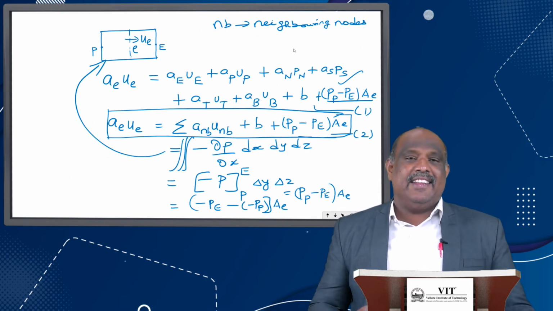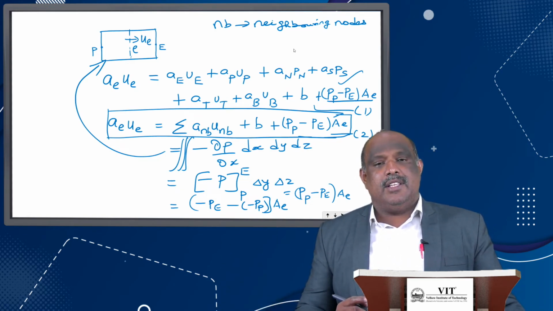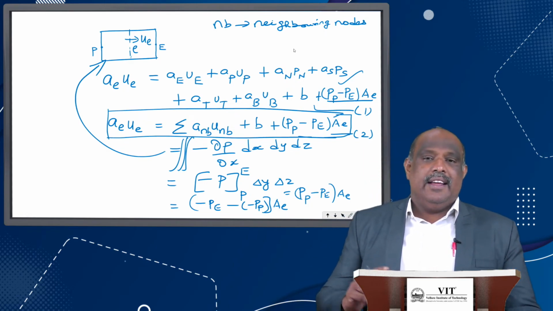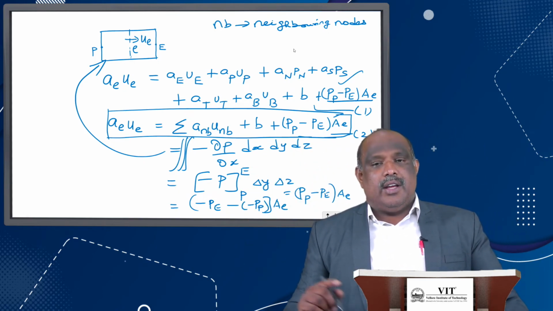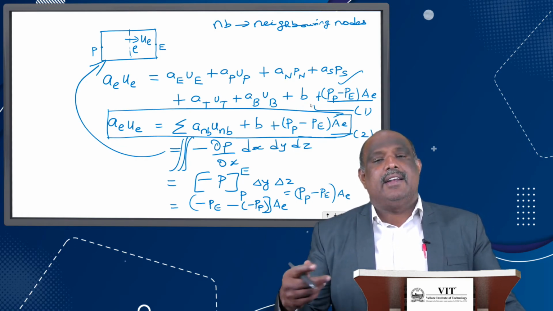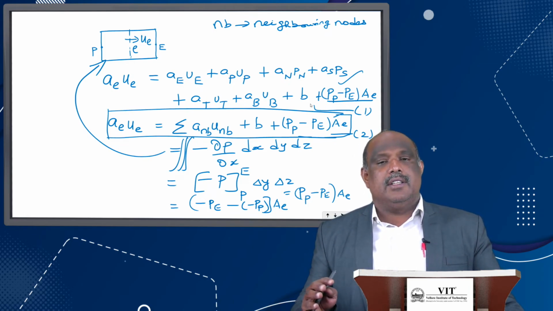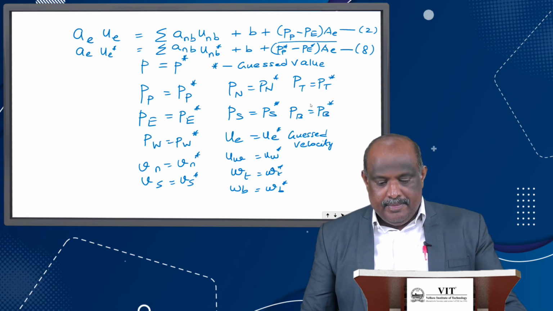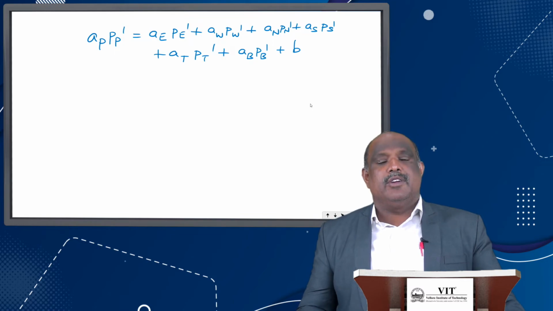Here I have written it like this. Here the unknown is UE, whereas in the continuity equation the unknown is Pp dash. There I have written AE UE equal to the AE UE of the corresponding neighboring nodes of this small e, and a source term B. Plus I have written a pressure difference term also there in the U momentum equation. But in the continuity equation there is no pressure gradient term, and hence I have ended up with a similar equation like this.